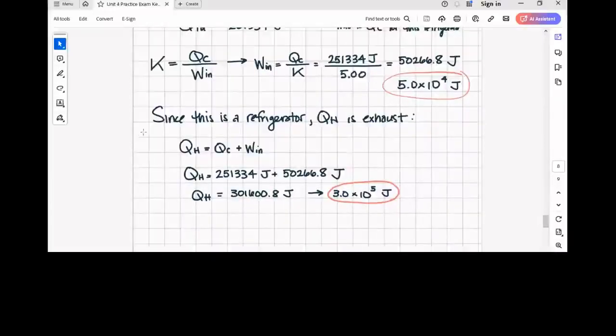And just one last comment here. Because this is a refrigerator, the exhaust is not QC, instead it is QH. So QH can be calculated from this energy statement. QH is QC plus the input work. I know both of those quantities, and I can add those together. We get 301,600.8 joules, which is 3.0 times 10 to the 5 joules when sig figs are applied.